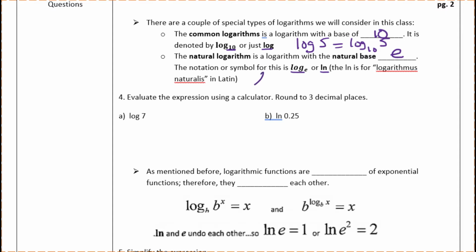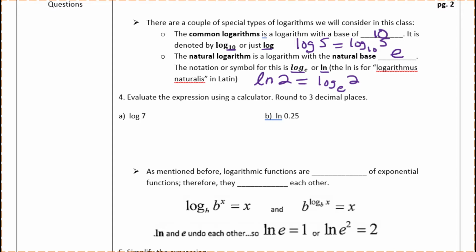So I'm not going to write it as log base e. I'll just write it as ln of like 2 or something. And that's to be assumed that this is log base e. All right? So just keep that in mind. We're not going to write it as log base e. We're going to write it as ln. And we're not going to write log base 10. We're going to write it as log.